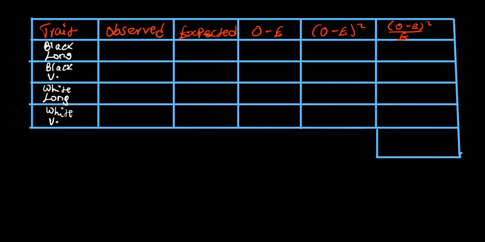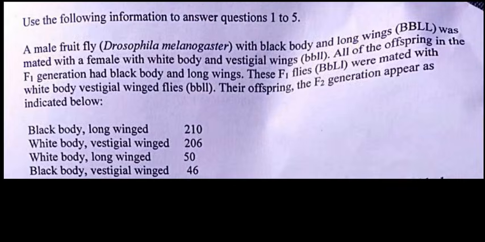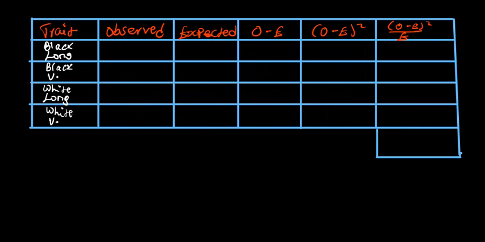How many were black with long wings? So we go back. How many were black with long wings? The first one, so that is 210. Those which were black with long wings were 210. What about black with vestigial wings? 46. So black with vestigial wings, only 46. So we go back: 210 black long, and so these were 210.